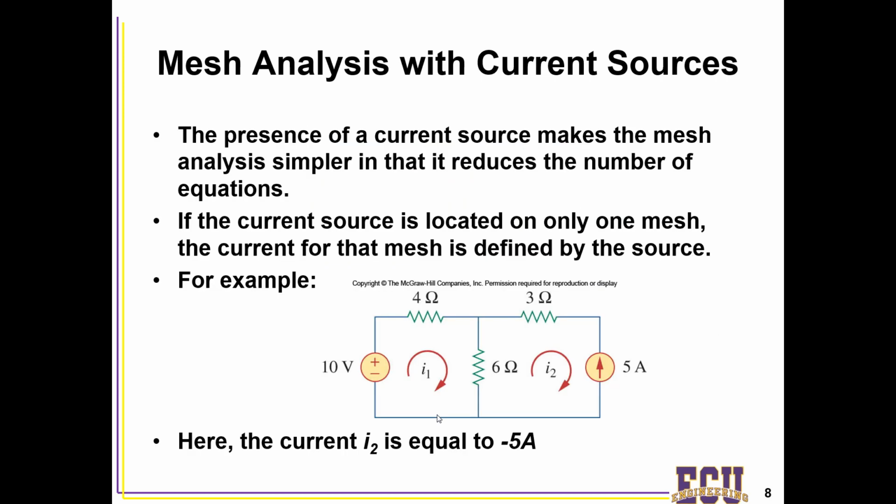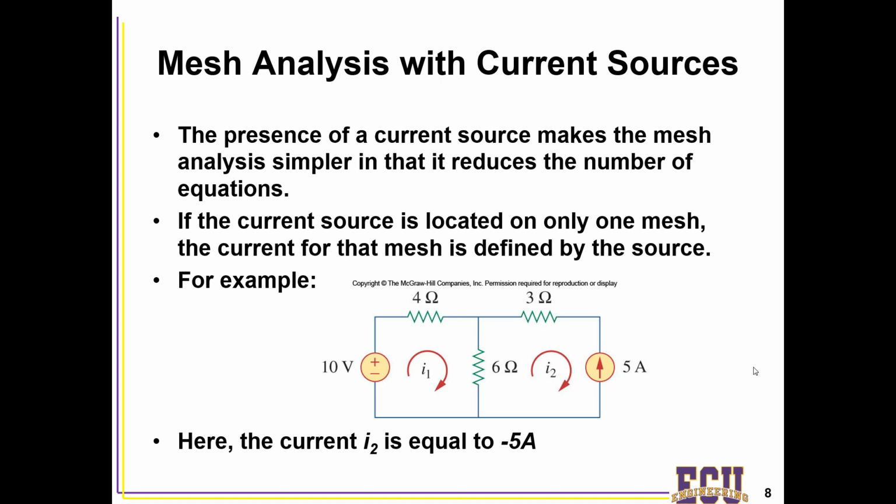Now, what do we do if we have mesh analysis and we have a current source involved? Well, this case here, if you see this particular circuit, has a current source that is only in one of the meshes. So the 5 amp current source over here on the right is only part of the right mesh. And so in that case, that becomes very easy because that tells us exactly what that corresponding mesh current happens to be. So the 5 amps is actually pointing in the opposite direction of the clockwise notation of I2. So what that tells us is that I2 is going to be equal to negative 5 amps.